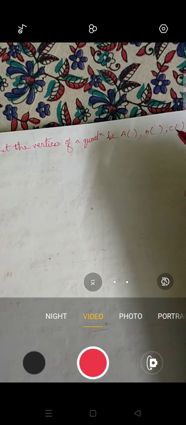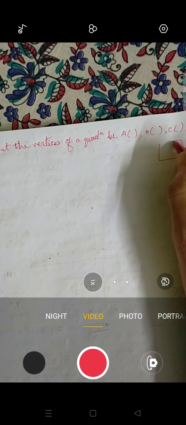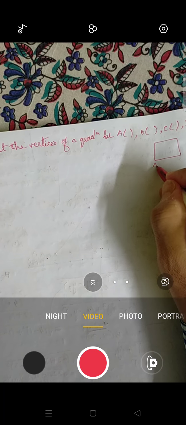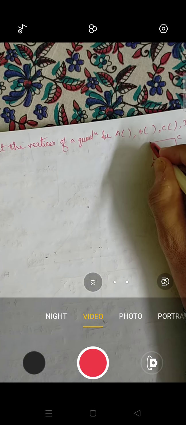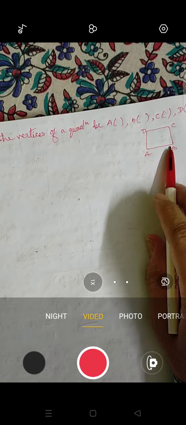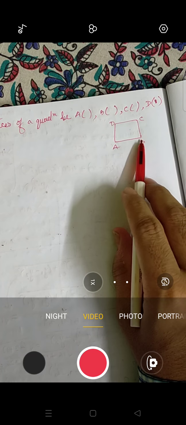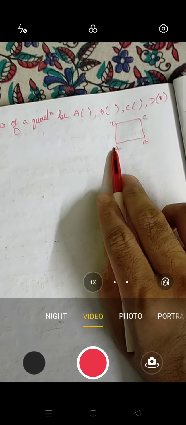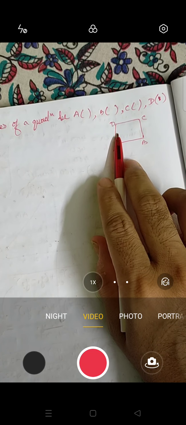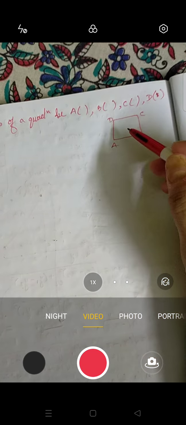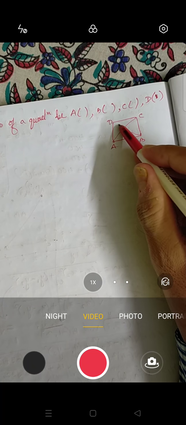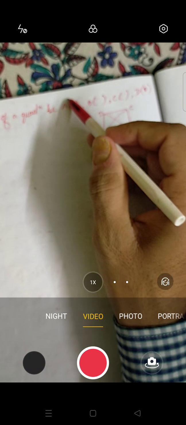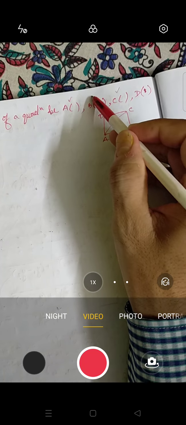Order means serially. That means this is a quadrilateral. Don't draw, just see. A, B, C, D. AB is the side, BC is the side. AB, BC, CD and DA are the sides of a quadrilateral, and AC and BD are the diagonals. So while finding the diagonal, you will take A and C and then B and D.